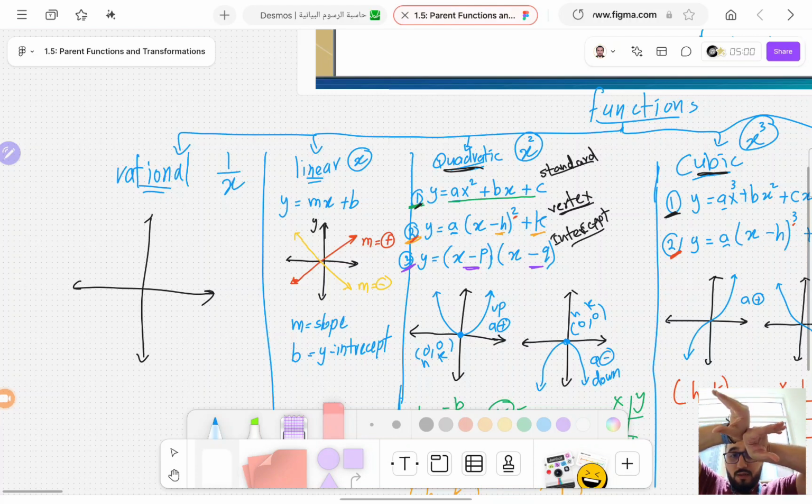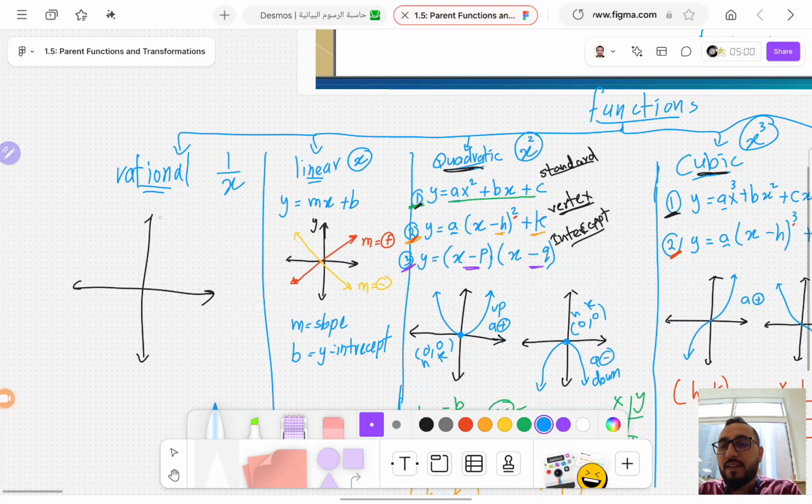So as you can see, one like this, one like this. It will be like two fishes against each other. The graph goes like this, or the graph will go to the left and goes down. So the 1 over x always looks like this one here.